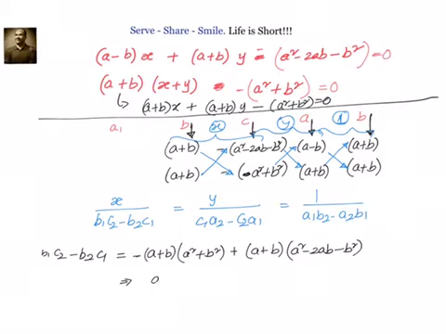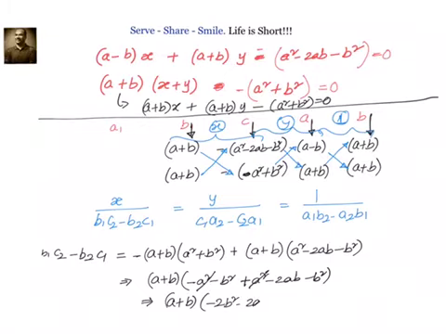Let us simplify that. We can take a plus b common there. If we take a plus b common, we will have minus a square minus b square, then plus a square minus 2ab minus b square. We will have a square minus a square cancel it out. So it will be a plus b into minus 2b square minus 2ab. We can take minus 2b common. It will become minus 2b into a plus b into a plus b, which is equal to minus 2b into a plus b whole square. So b1 c2 minus b2 c1 is minus 2b into a plus b whole square. So we'll write down in place of b1 c2 minus b2 c1.